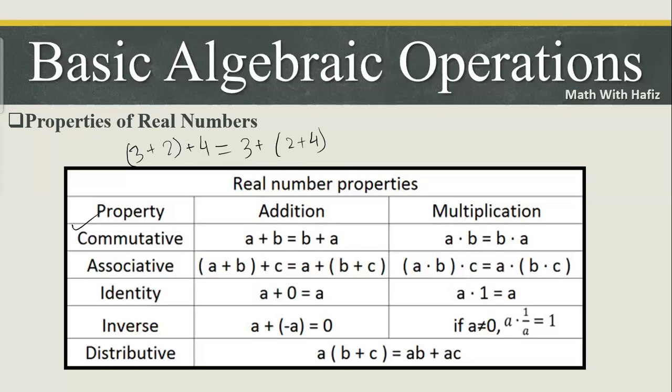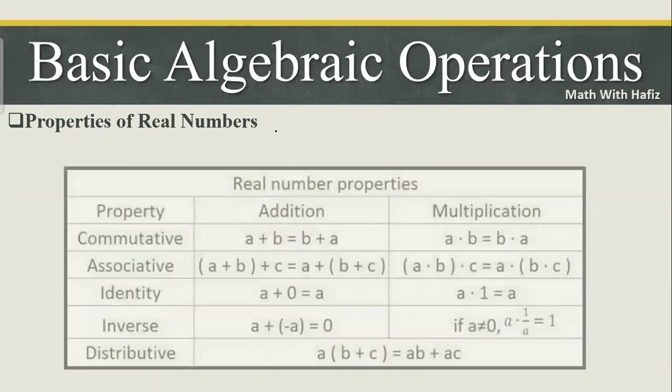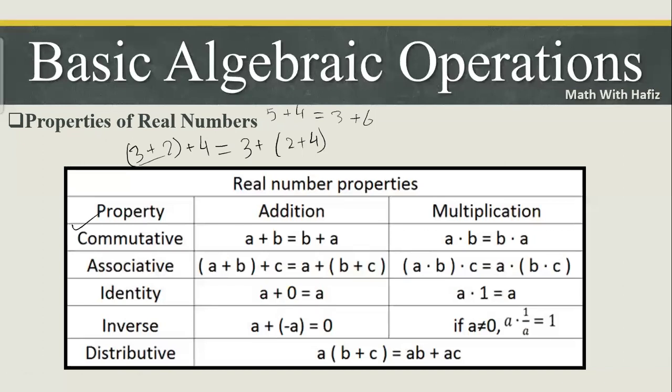All right, let's check if it is correct or not. What is 3 plus 2? It is 5 plus 4. All right. What is 2 plus 4? It is 6. For now, it does not seem the same because this is 5 plus 4 and the other one is 3 plus 6. But let's see. 5 plus 4 is 9 and 3 plus 6 is also 9. So this property is also actually accurate.